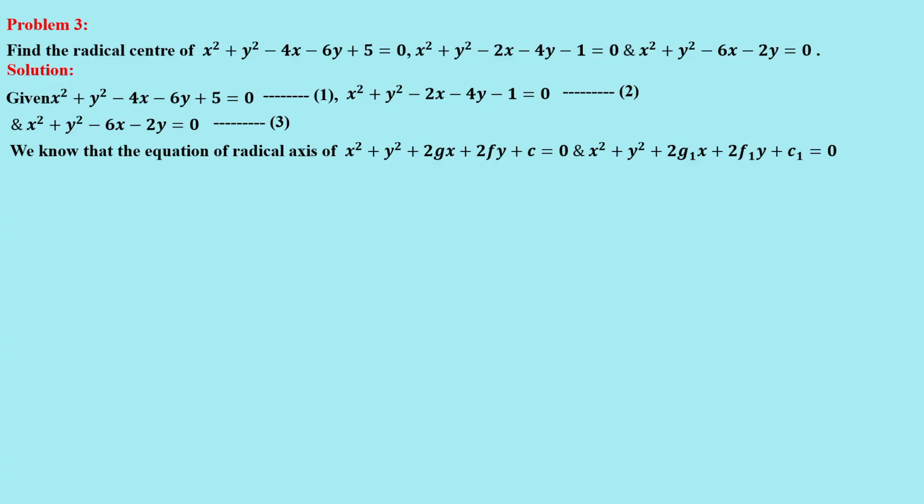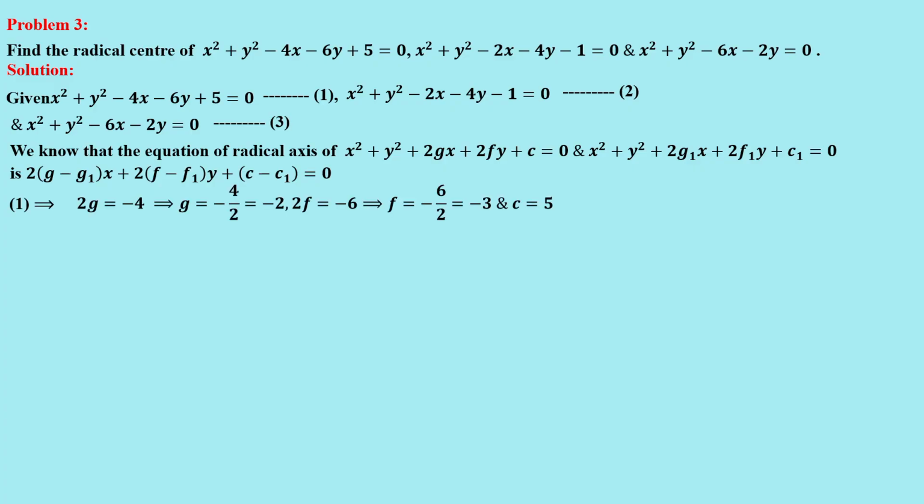We know the radical axis of two circles x² + y² + 2gx + 2fy + c = 0 and x² + y² + 2g1x + 2f1y + c1 = 0 is 2(g − g1)x + 2(f − f1)y + c − c1 = 0. So first we find g, f and c from the first equation. 2g = −4, g = −2, 2f = −6, f = −3 and c = 5.